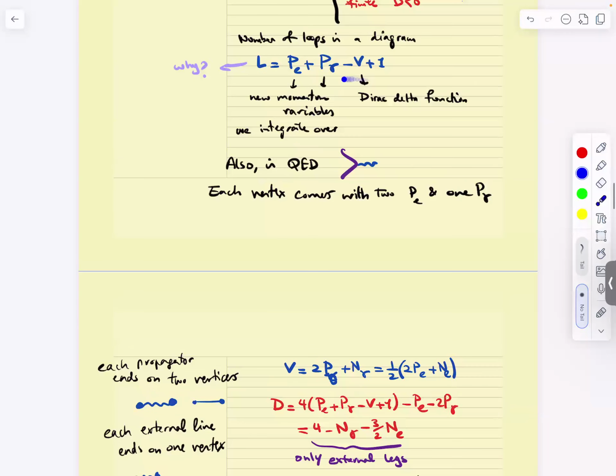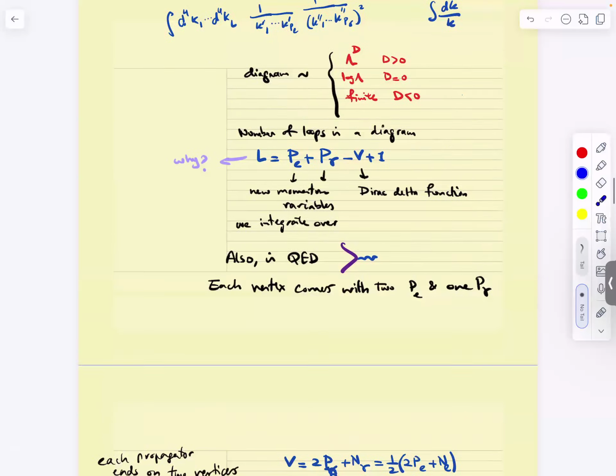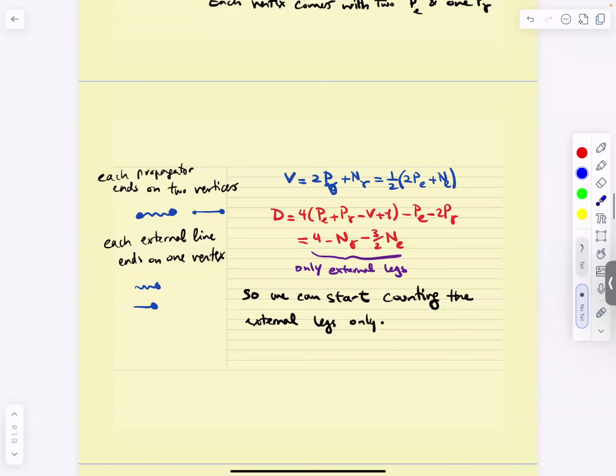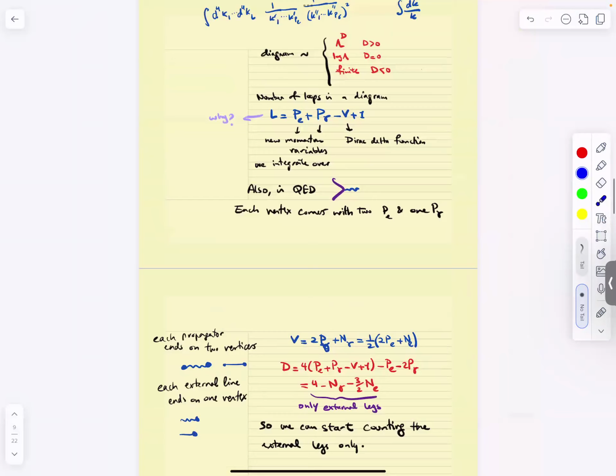So far, these two relations we found are true for all these QED Feynman diagrams. It's just because of the fact that these initial variables we start with are not independent. Using these two relations, it's a simple exercise to write down the superficial degree of divergence in the following two forms. Let me show you how it works.